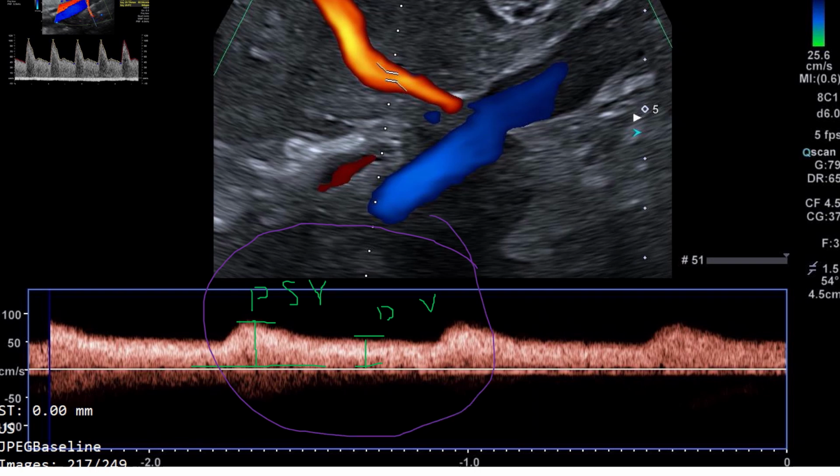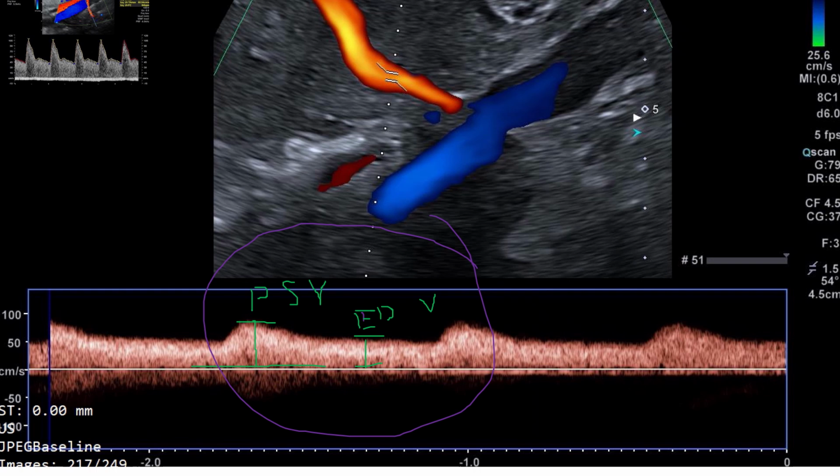So if we see a tracing like that, it means that the prognosis is very good. It means that there is less likelihood of the development of preeclampsia. This is what we are talking about. This is the waveform that you must know how to interpret. Peak systolic velocity and the diastolic velocity, the end diastolic velocity. That's the end diastolic velocity there. These are the things that you're looking at.